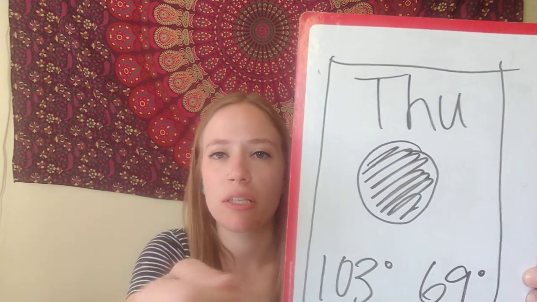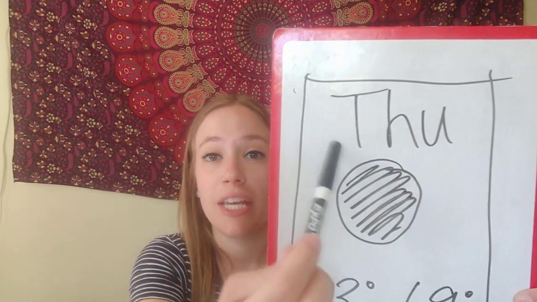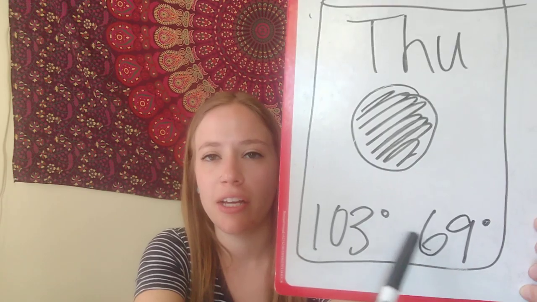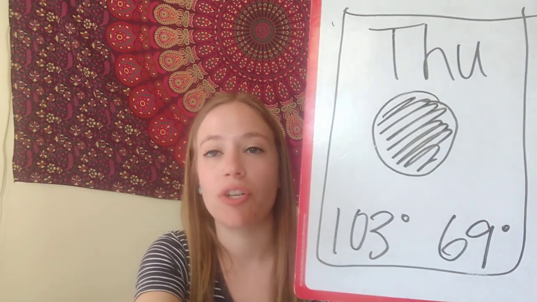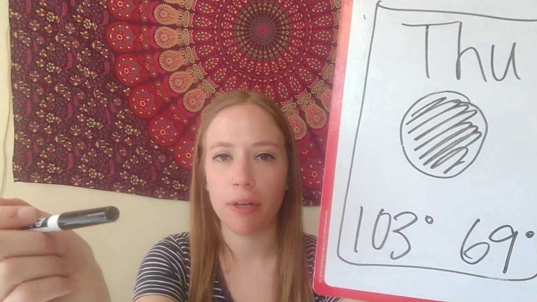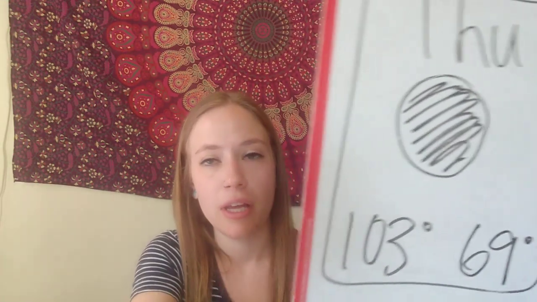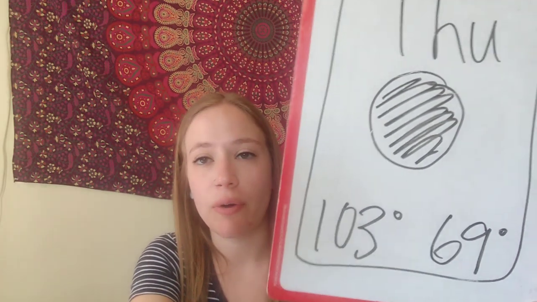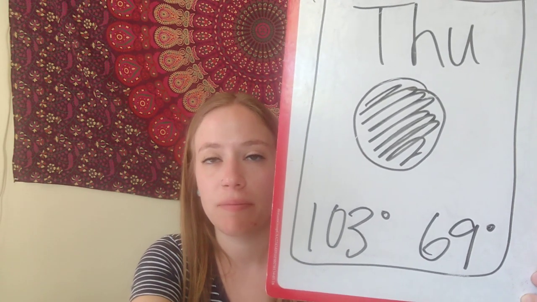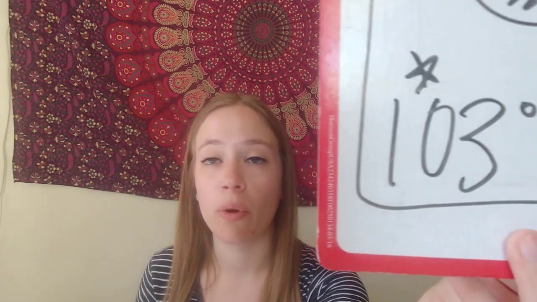So imagine this is a blue box. Thursday, the THU, which is short for Thursday, the type of weather we're going to have today. And then one of these will be our highest expected temperature, and the other will be our lowest expected temperature. So you might remember from yesterday, which one of these is going to be our highest expected temperature, 103 or 69 degrees? And you guessed it, 103 is our highest expected temperature.